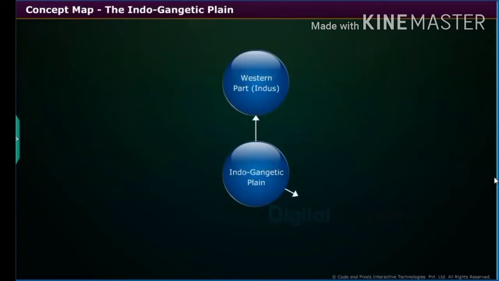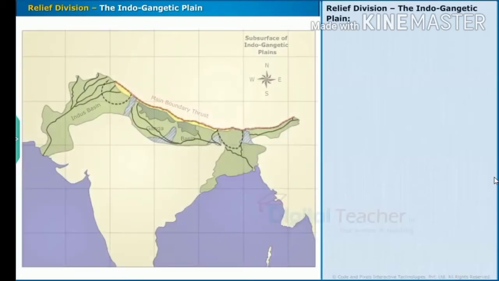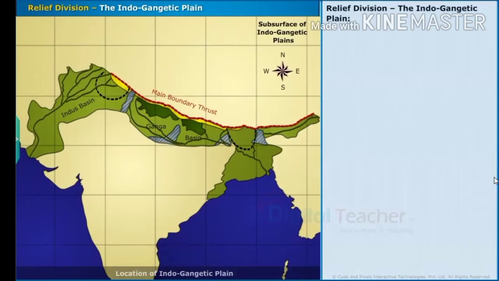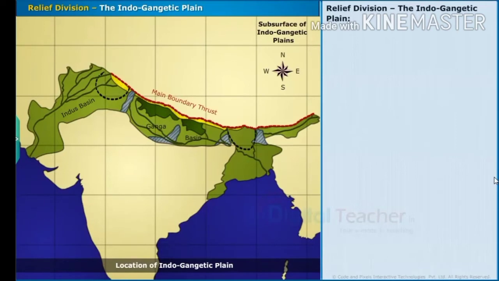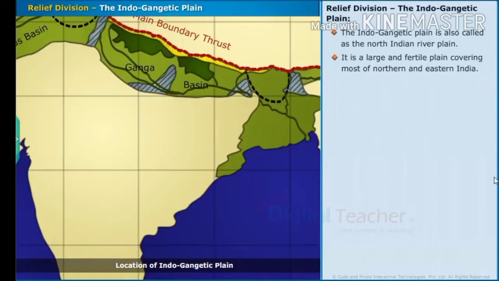Let us now look at the concept map of the Indo-Gangetic Plain. Now, let us discuss another important relief feature of India, that is the Indo-Gangetic Plain. The Indo-Gangetic Plains is also called the North Indian River Plain. It is a large and fertile plain covering most of northern and eastern India.